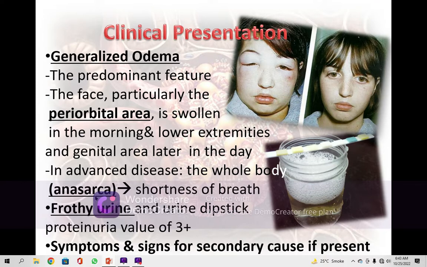Anasarca is the accumulation of an excessive amount of fluid in the internal environment, that is, the extracellular spaces, and it will lead to shortness of breath because the lungs are also involved. Directly, in the picture, leakage is occurring in the lungs. It will cause shortness of breath. There will be frothy urine, and the urine dipstick shows proteinuria with a value of 3 positive.